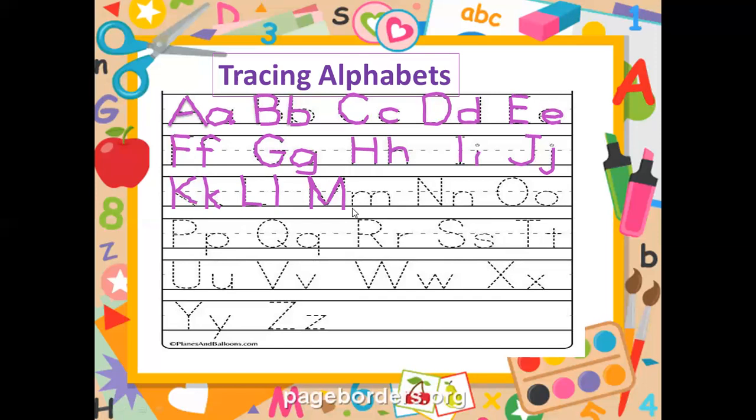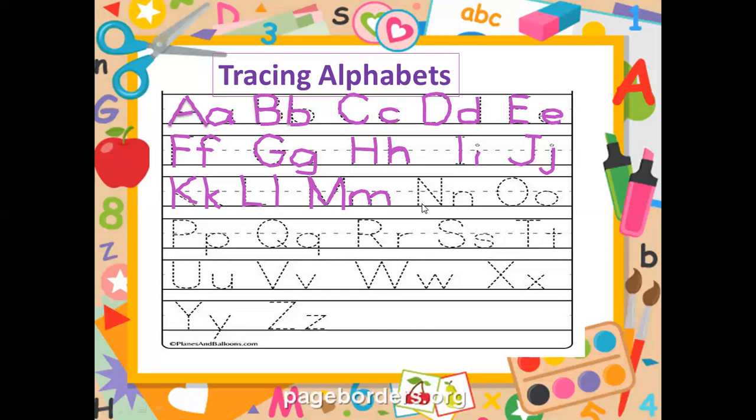Now we are going to learn the lowercase letter M. A small standing line, and then a little curve that you will convert into the standing line. And again, a little curve, then you will convert it into the standing line. Understood?